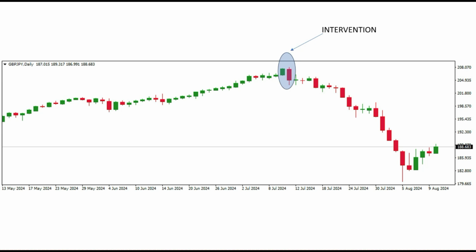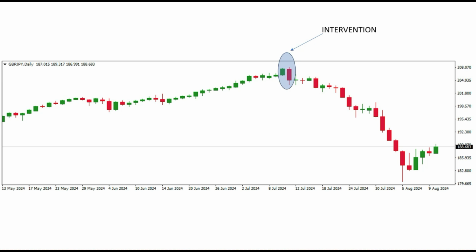Look at the chart. This was the date. We had a strong bearish engulfing pattern. I found confirmation of this news. This was news from, I think, Reuters. I found the confirmation: the Japanese bank made an intervention on that day, and voila, what you can see is a huge drop for GBP/JPY.